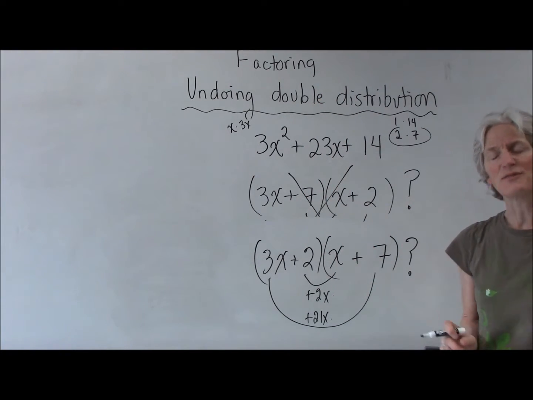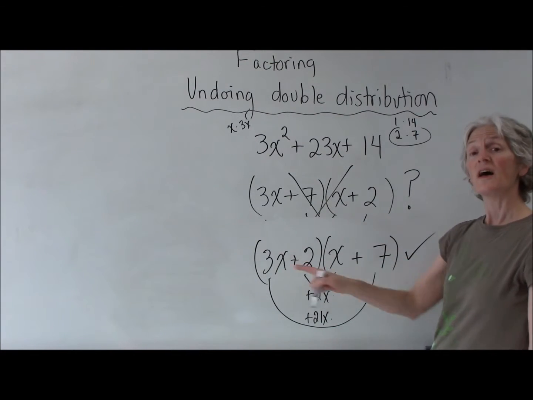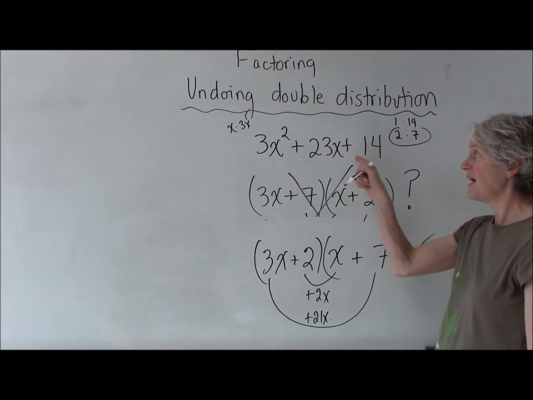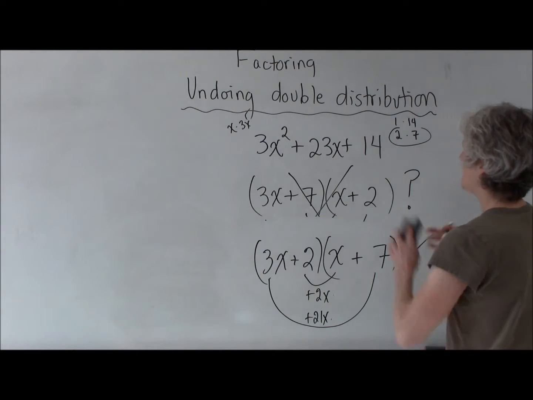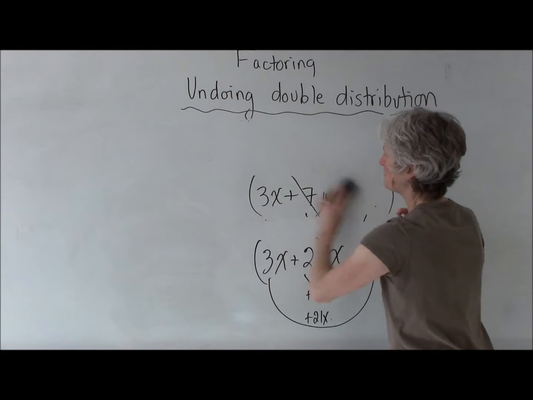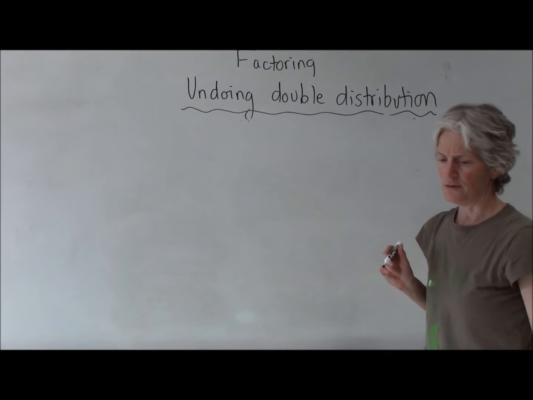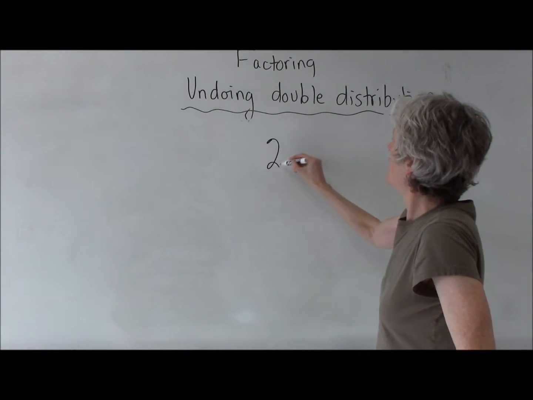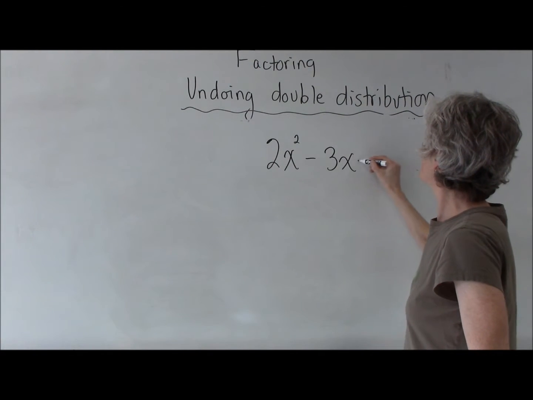I was successful. This guy works. Those would be the factors of that trinomial. You see how that works? All right, let's try another one. Let's try 2x squared minus 3x minus 5.